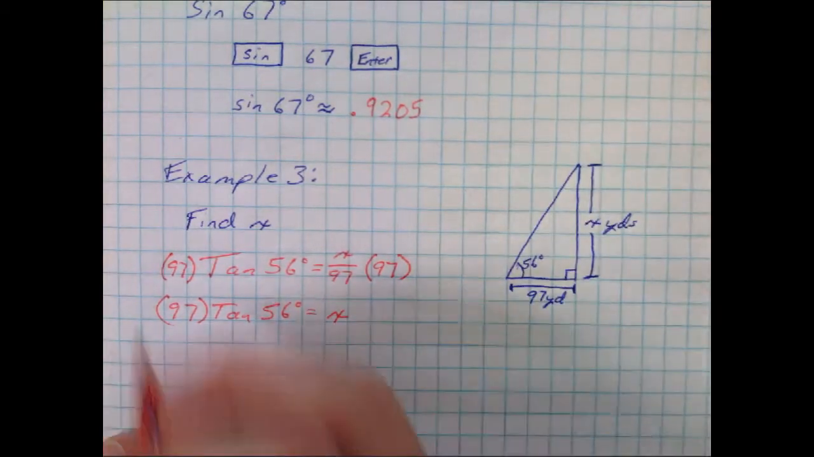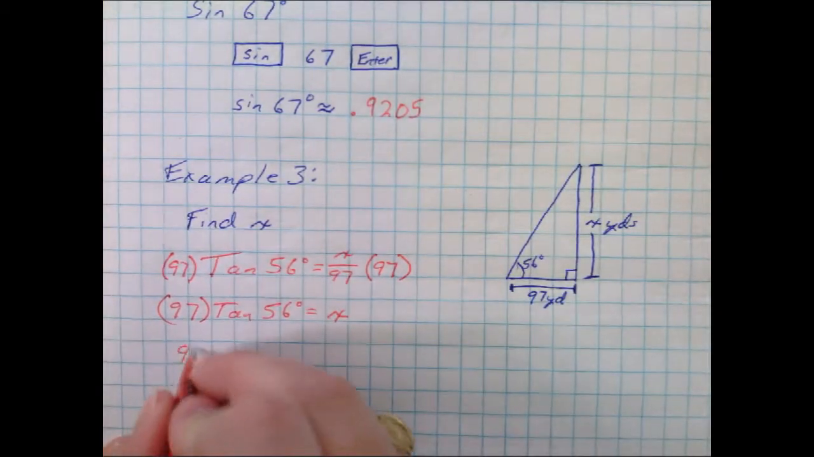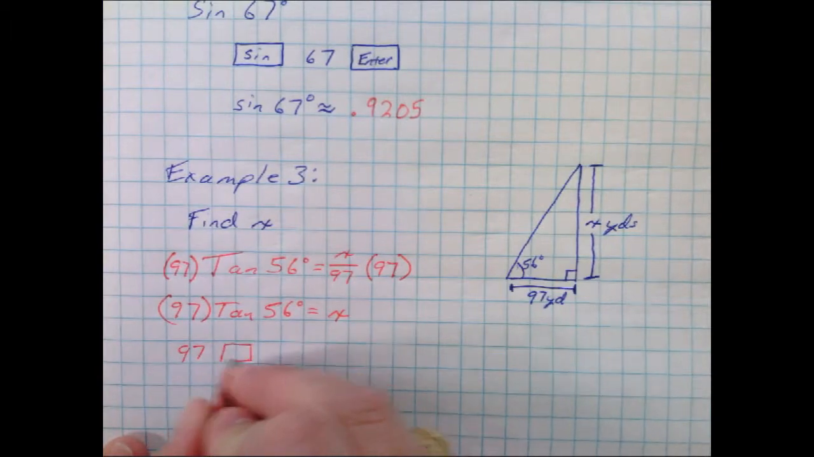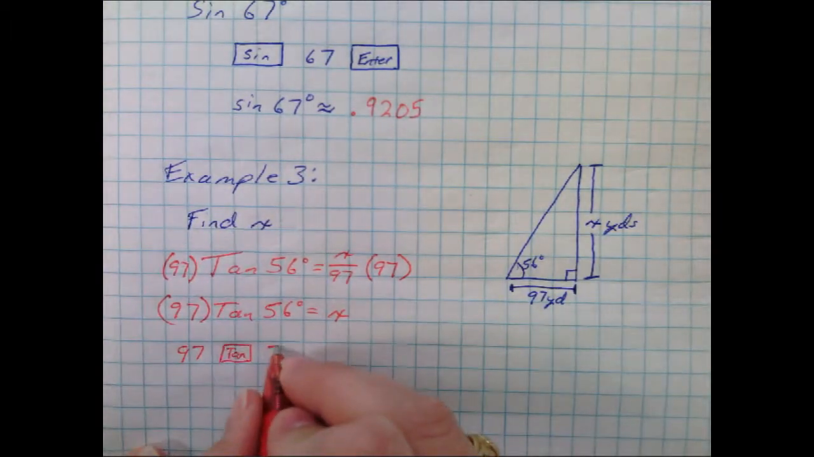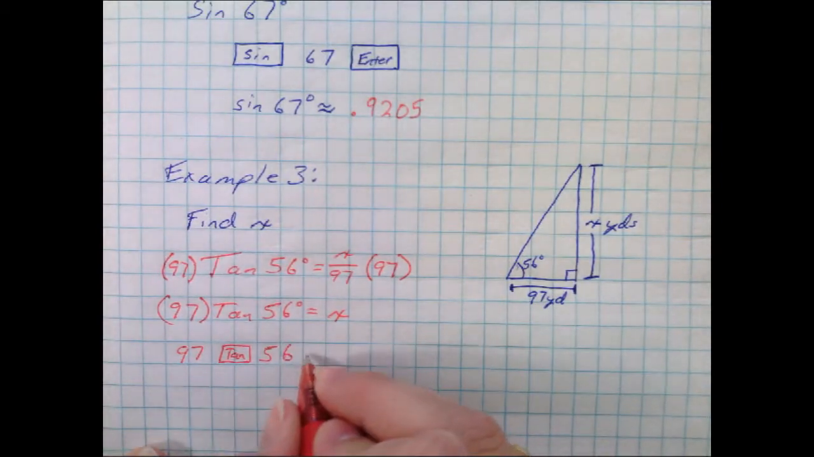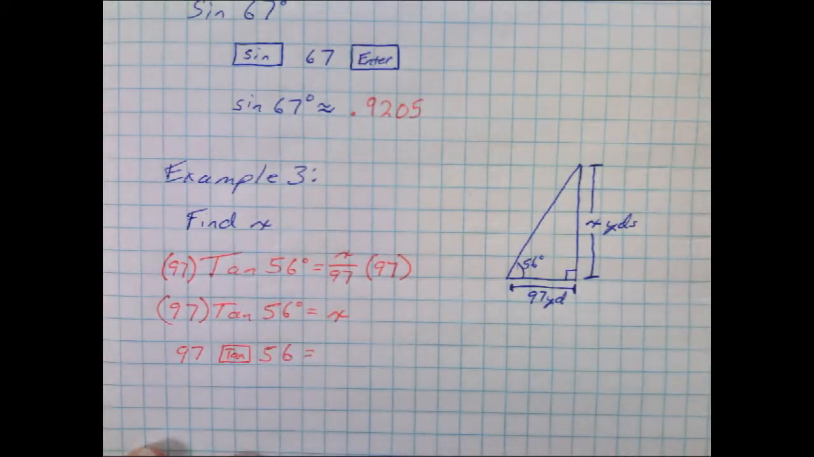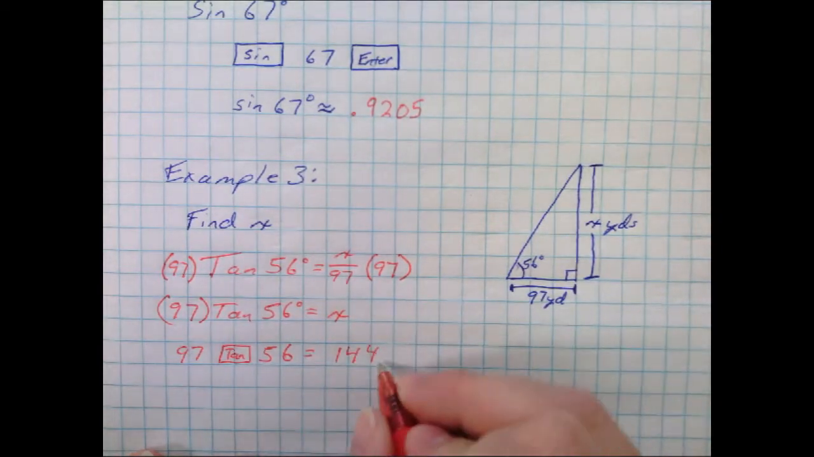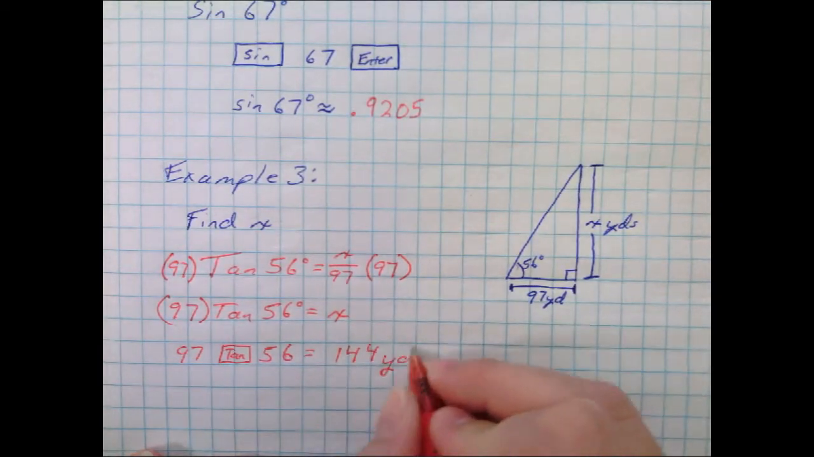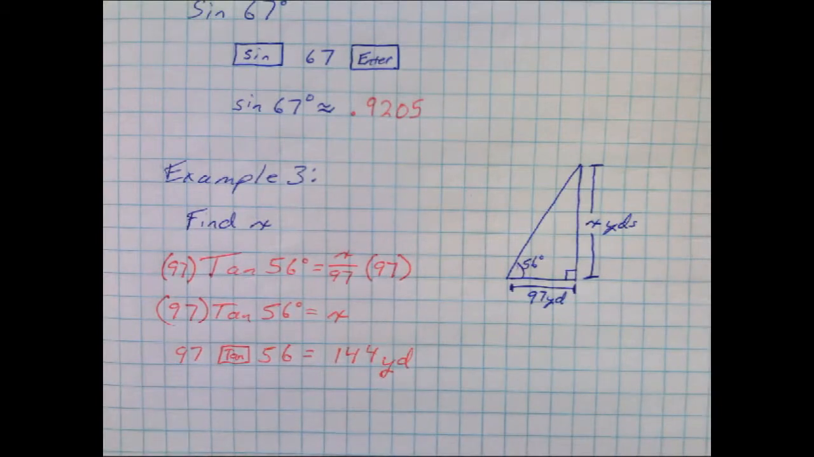Okay, so the sequence, I just typed in 97, and then the tangent button, 56, and then equals, and that gave us an answer of 144 yards. Okay?